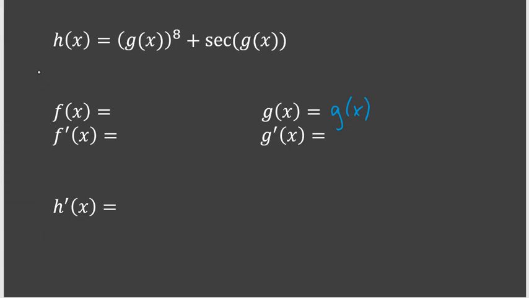And now the outside function, what are these things taking the place of? Well, they're just taking the places of x's. So f of x here is going to be x to the 8th plus the secant of x. We're going to find f prime. Derivative of x to the 8th is 8 times x to the 7th. And the derivative of secant x, another one of our new trig function derivatives that we learned, is going to be secant x tan x.